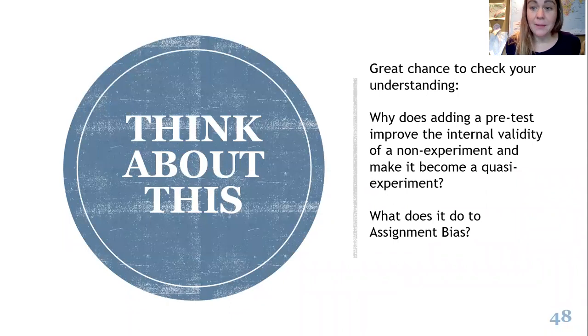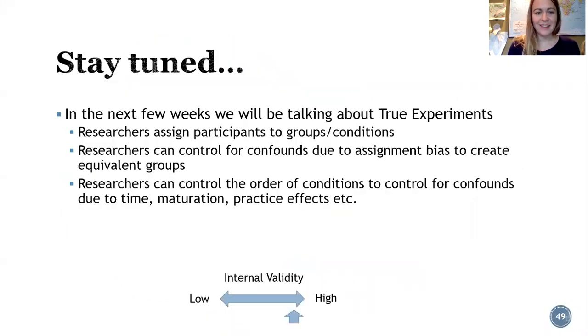So here's something for you to think about and a great way to check your understanding. I want you to ask yourself, why does adding a pre-test improve the internal validity of a non-experiment and make it become a quasi-experiment? What does it do to assignment bias? Okay, if you can answer those two questions, then I think that'd be a great way for you to check that you've understood all of this content.